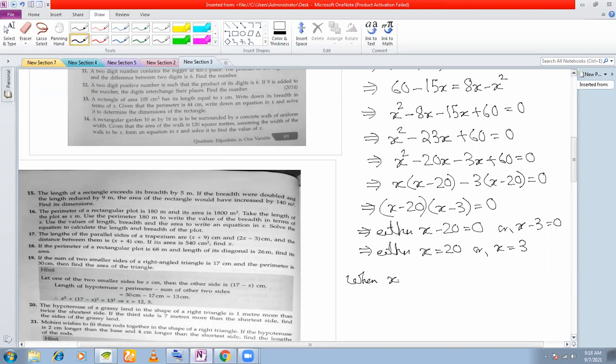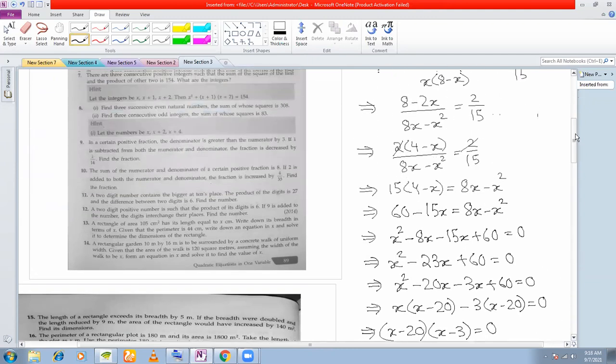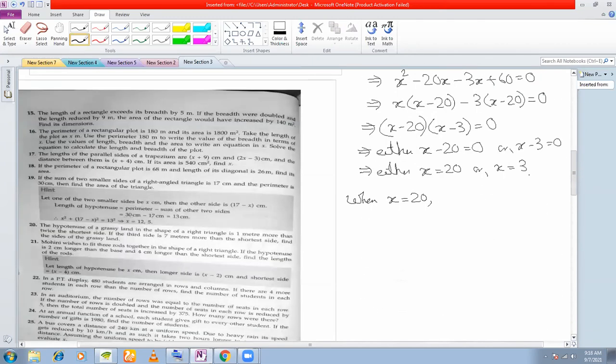Now when x is equal to 20, what was the other number? The other number was 8 minus x, which is minus 12. When x is equal to 3, the other number is 8 minus x equal to 8 minus 3, which is equal to 5.